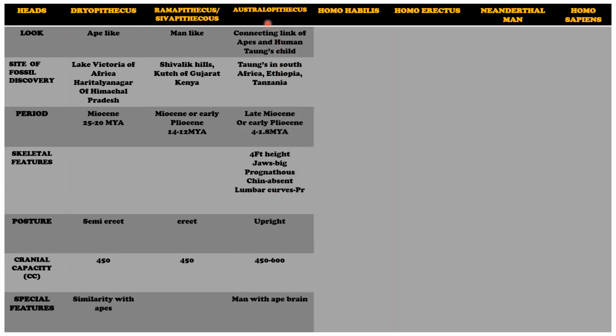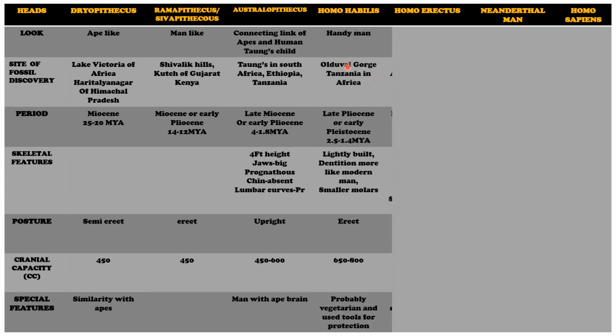Now Australopithecus is also called Taung's child, as the fossils were found in Taung of South Africa. It is also found in Ethiopia and Tanzania. Now this was found in the Miocene period, that is 4 to 1.8 million years ago. It had 4 feet height, jaws were big, prognathous, chin was absent, and it was showing lumbar curves as such. Then it had an upright posture with the cranial capacity slightly larger than the previous 2 groups, that is 450 to 600 cc.